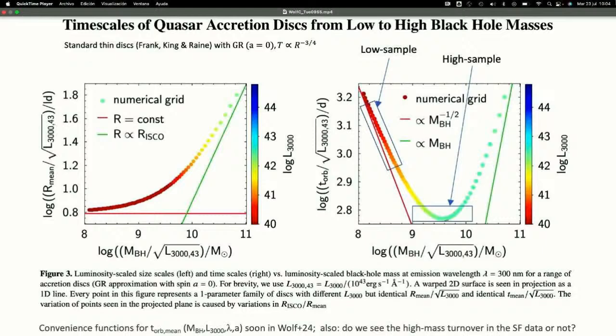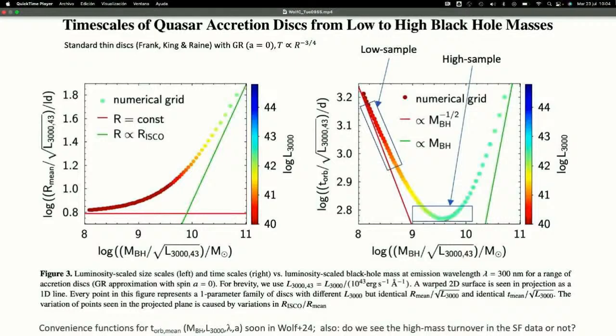So the orbits get faster as expected, proportional to 1 over the square root of the black hole mass. But then when you get to more massive black holes, you also push out the emission radius such that eventually the orbital times flatten out and turn over and increase again.